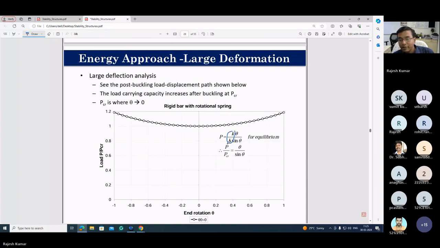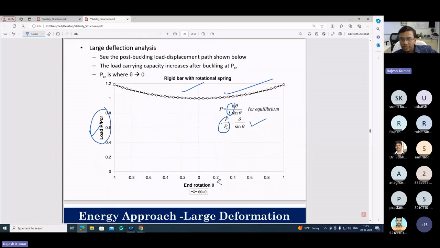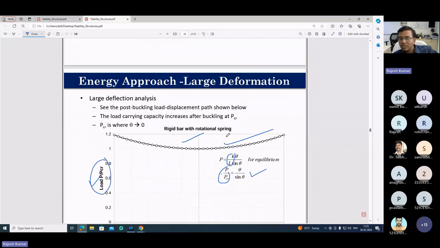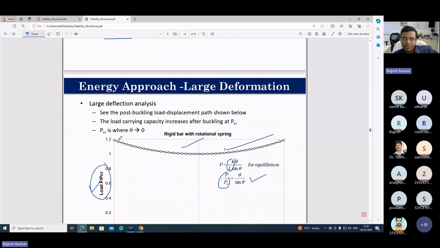After plotting this, K by L is nothing but what? PCR. So P divided by PCR is equal to theta divided by sin theta. When you plot this, you will get this diagram. For different theta, you calculate sin theta, find the ratio, and you will get this. P by PCR is on this side, and this is your theta. With respect to theta, you plot these equations, you will get this path. This is nothing but the post-buckling path.